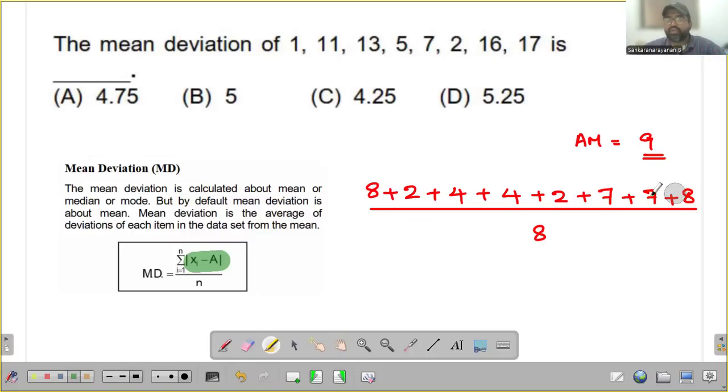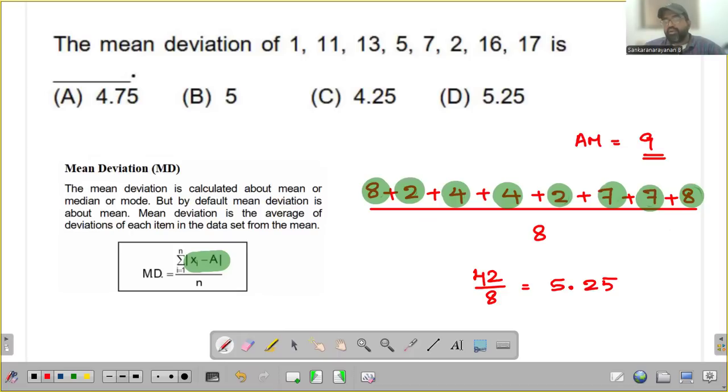Again, let me see what total is coming. 8 plus 2 is 10. You can say 8, 9, 10. So 20 ho gaya. 7 plus 4 is 11. 7 plus 4 is 11. So 11 plus 11, 22. 22 plus 20, 42. This will be coming as 42 divided by 8, and that is equal to 5.25.